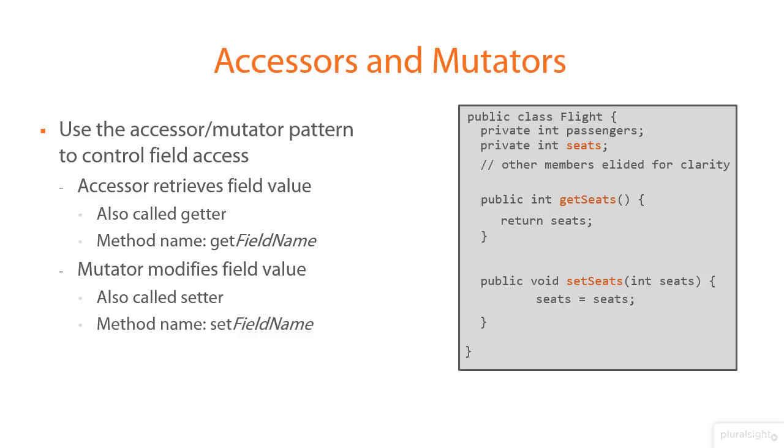Now we have an interesting challenge here. Notice that we're saying seats equals seats. Well, on the right-hand side, we want the one that's the parameter. On the left-hand side, we want the one that is the field. This is a great time to use this. By putting this in front of the seats on the left, that says that I want the field seats to receive the value of the parameter seats.